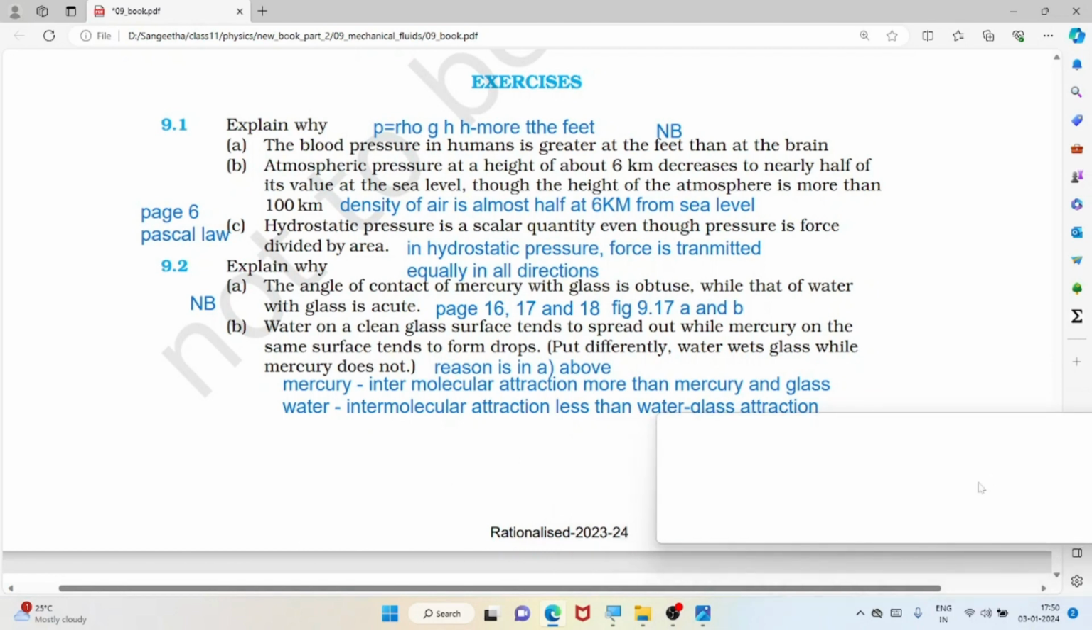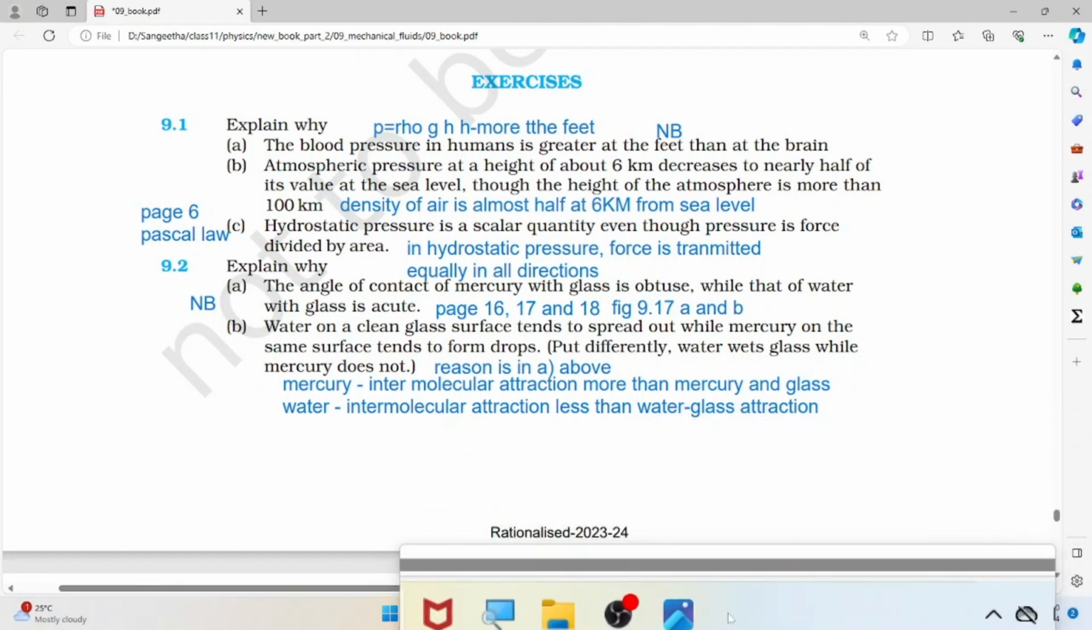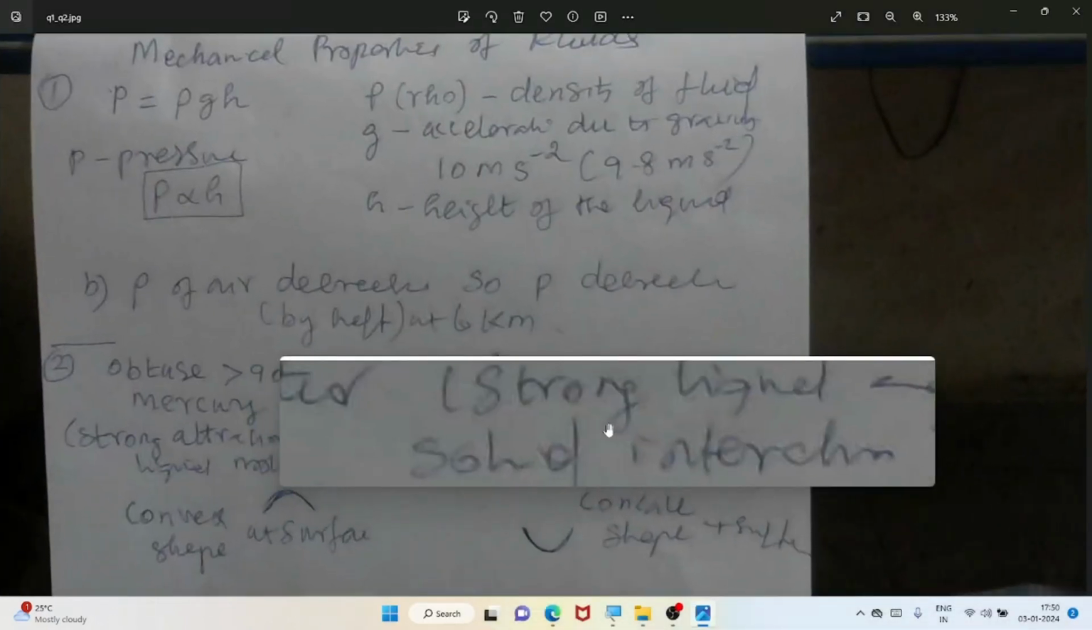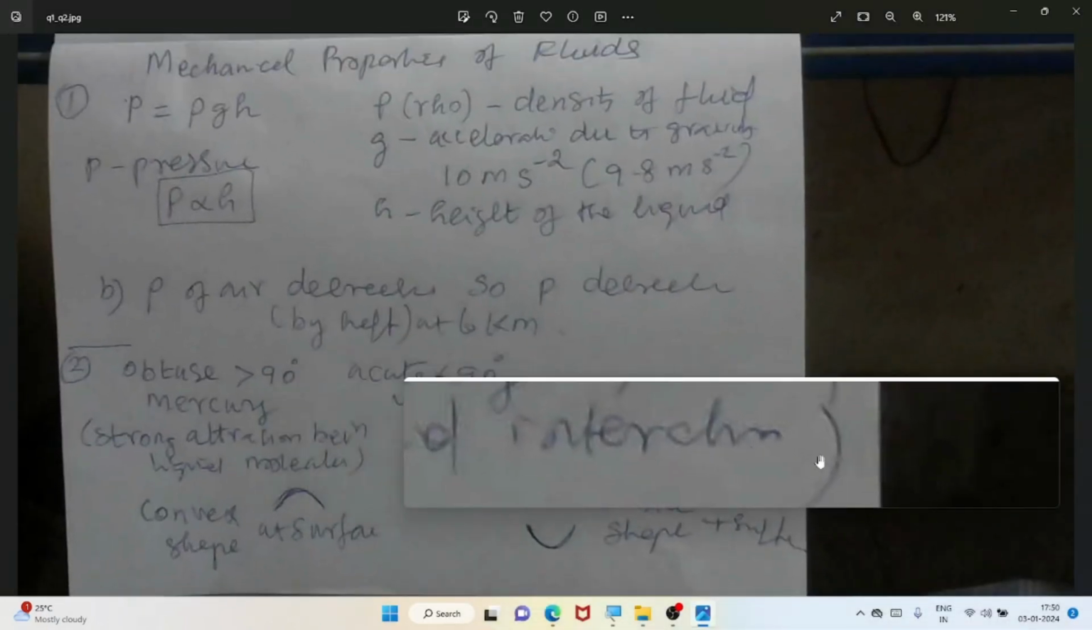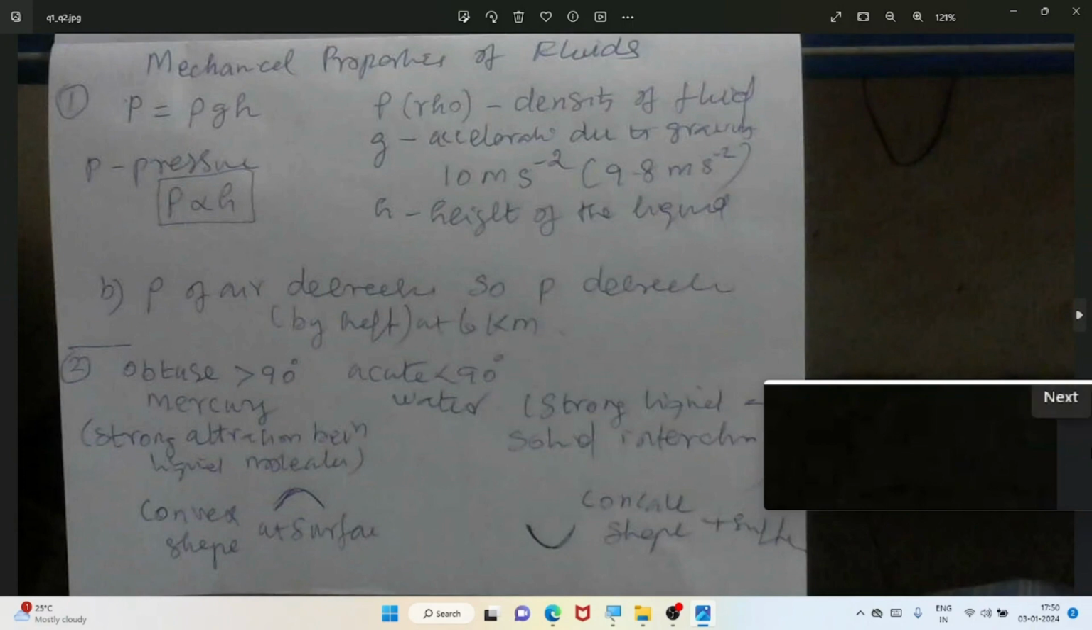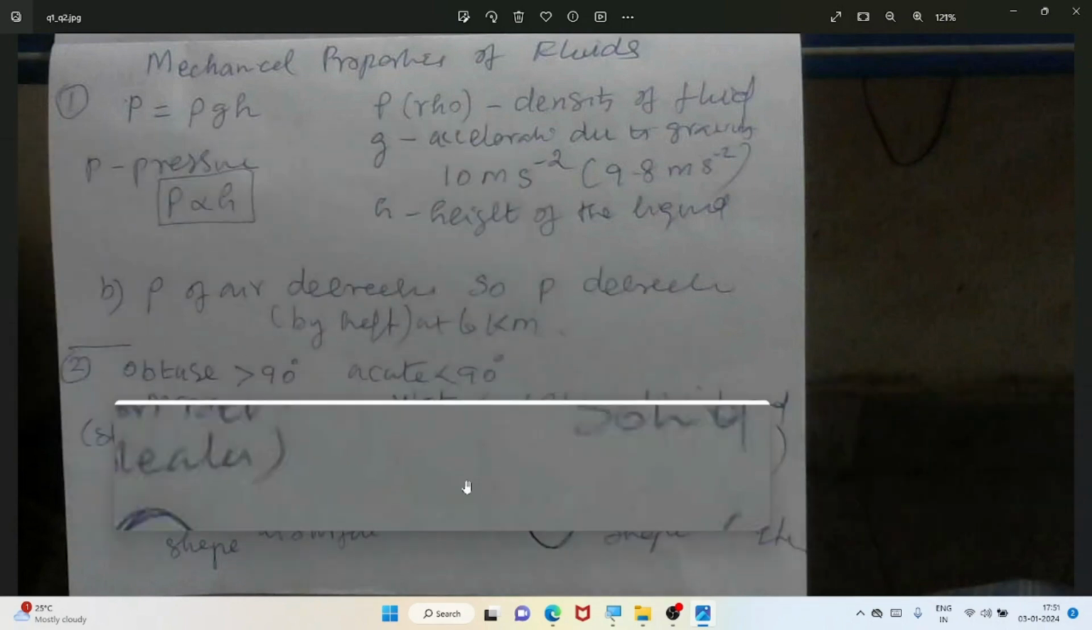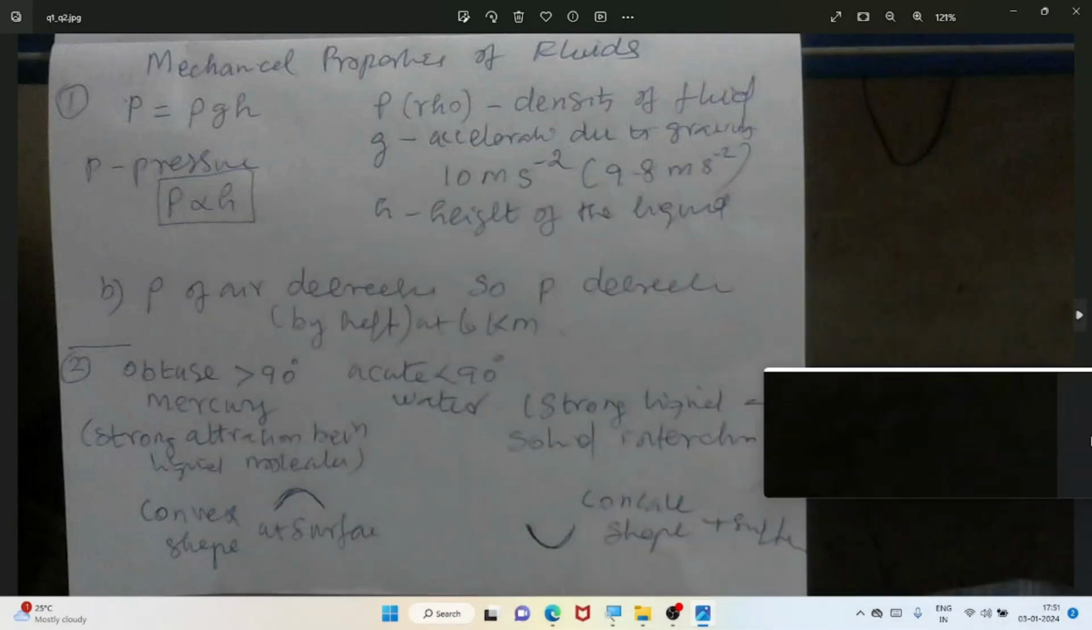Exercise. Explain why the blood pressure in humans is greater at the feet than at the brain. Here pressure is equal to rho g h. So h is more at the feet. Rho is the density of the blood, g is the acceleration due to gravity. So h is more at the feet than at the brain, so the pressure will be more. P is directly proportional to h. H is the height of the liquid.